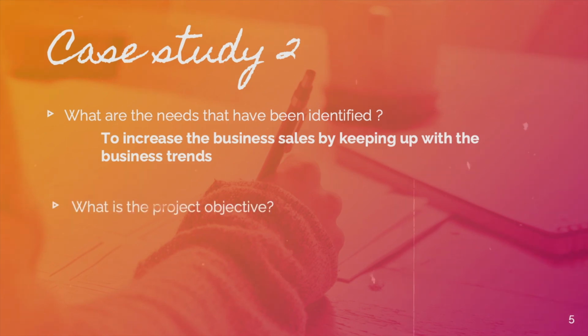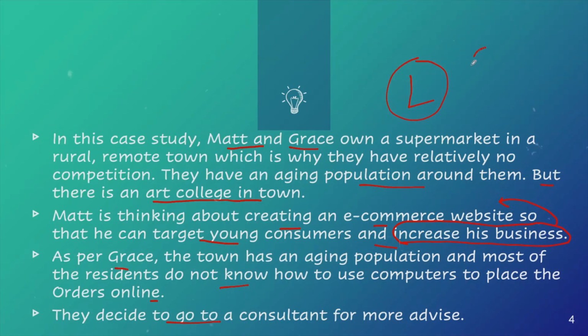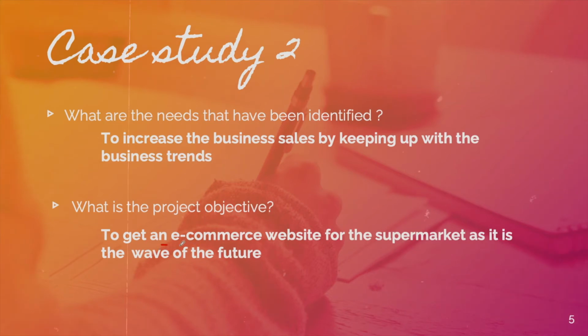The next question is, what is the project objective? Generally, there should be a timeline or a budget, but in this case, we don't have any information. The only objective that I can understand from this case study is they want to create an e-commerce website. That's the only objective. Project objective is to get an e-commerce website for the supermarket, as it is the wave of the future, right? Let's go to the next question.